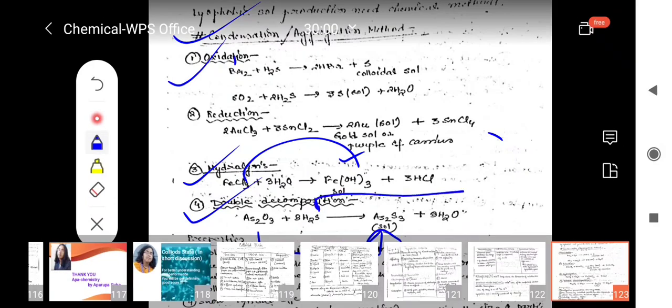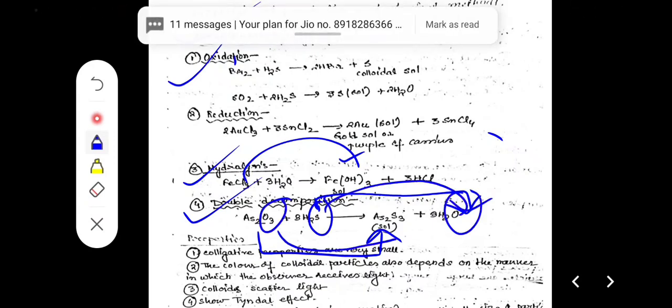Last one, double decomposition. That is when one atom or thing is replaced by another, and the other is replaced by the first one. For example, in As2O3 the oxygen is replaced by sulfur, and sulfur is replaced by oxygen. So sulfur is replaced by oxygen, and oxygen is replaced by sulfur. So we can say this is called double decomposition.